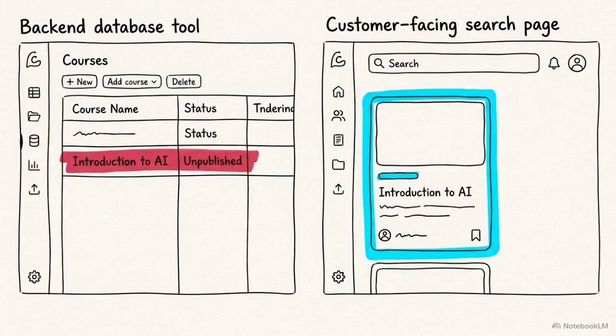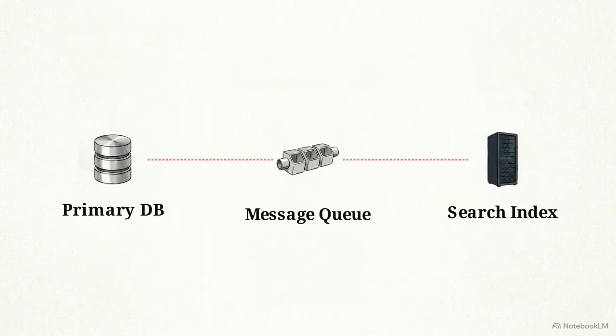Revisiting the macro architecture, decoupling the search engine from the database introduces a risk of data becoming stale. The solution is event-driven, asynchronous indexing. When a record changes, the database fires an event through a message queue to keep the search engine updated.